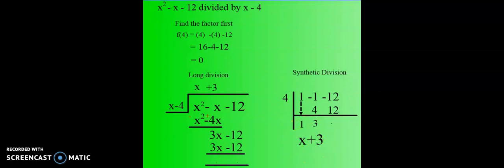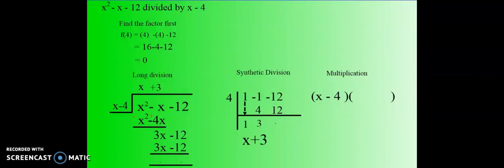Write it down. Let's quickly see how multiplication will work. What do I have to multiply with x to get x squared? I will have to multiply by x. What do I have to multiply by negative 4 to get negative 12? Positive 3. So there's my other factor. Easy to find with multiplication if I know my tables.